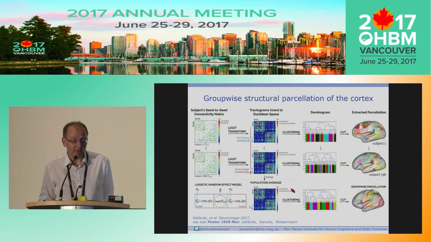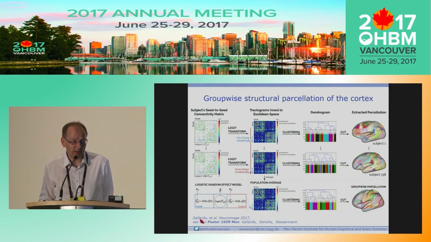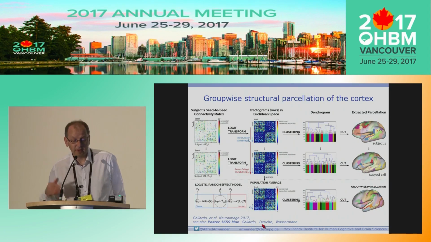What is very nice is that this idea was taken up by the group of Rachid Deriche and David Wassermann from Gallardo, who published a paper on how to do this at a group-wise level. So he does this on a single subject level, gets these similarity matrices, and then averages them on a group population level to do a group-wise population-based parcellation. There's also a new poster tomorrow where he extended this approach.